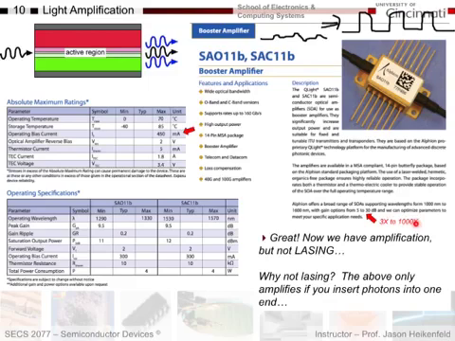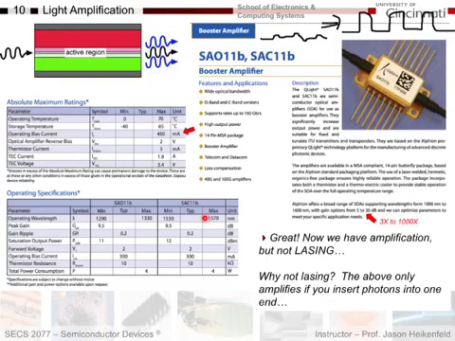And I'll also note that this is meant to operate in infrared wavelengths. There's two types, one around 1300 nanometers and one around 1500 nanometers, which are the typical telecom wavelengths. We'll talk more about why we choose those wavelengths in a little bit.